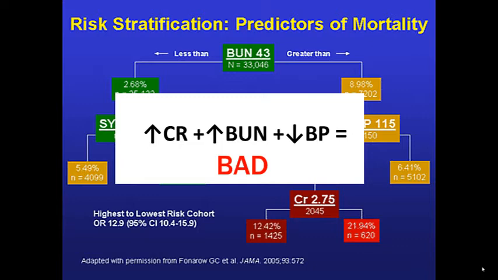This is data from our ADHERE registry that looked at patients who were admitted with heart failure and followed them over the course of several years. And what they found is that if their creatinine is high, BUN is high, blood pressure is low, outcome is bad. So they can have up to 22% chance of dying as an inpatient if they meet some of these criteria.